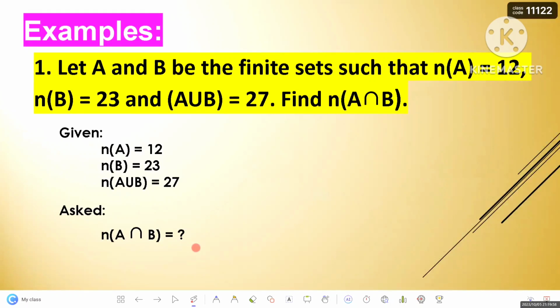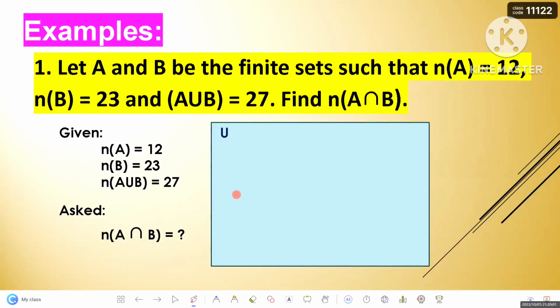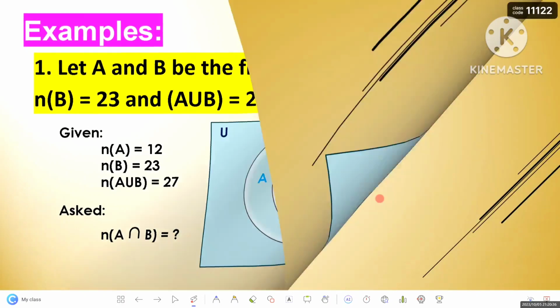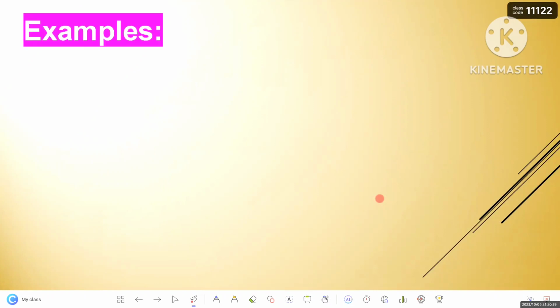Ano ang tamang sagot? Using the Venn diagram, universal set, we have these two circles. In the middle, we have cardinality A intersection B, kasi ito yung ating intersection set. So this is our intersection. And this is our set A, yung kulay blue, and our set B, yung kulay red. So what do you think is our intersection set?